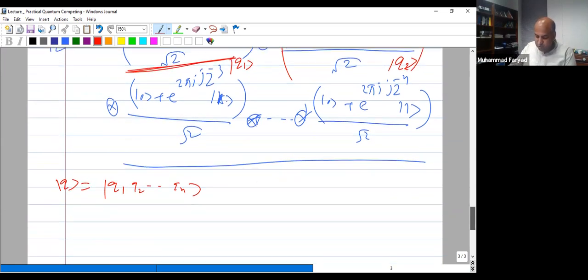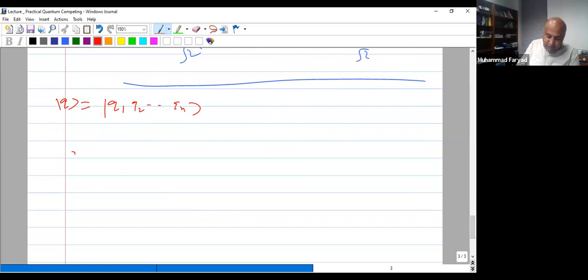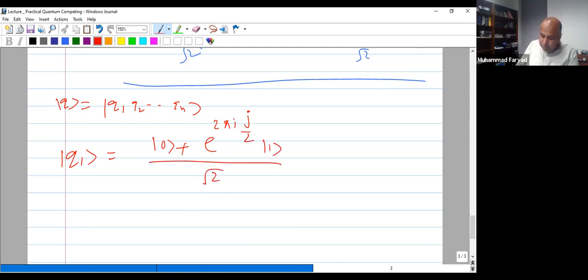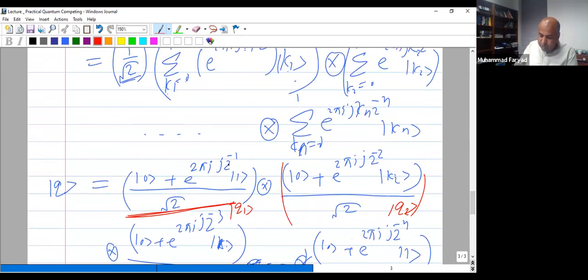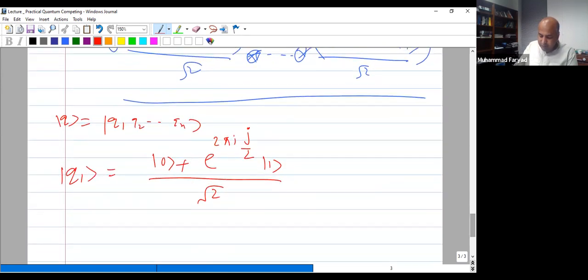So let me first work out what is the circuit for Q1. So this Q1 state is 0 plus exponential 2 pi iota j over 2, 1 into square root. Let me go back here again. You see, this is j 2 power minus 1, so I brought this 2 under j. So this is this Q1 state.